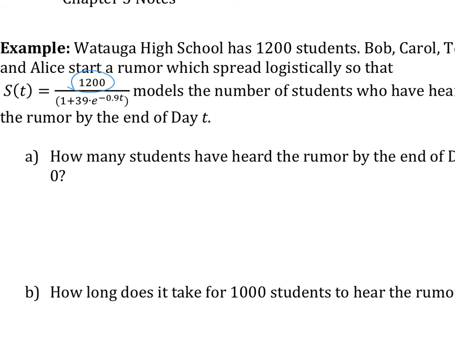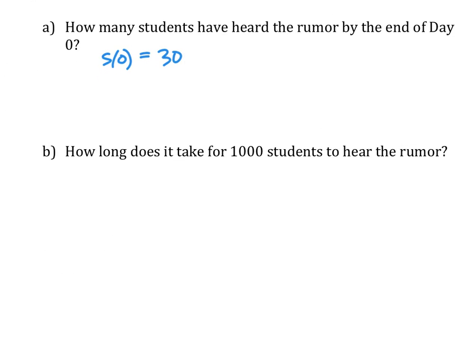Let's look at this first question. How many students have heard a rumor by the end of day 0? That is S of 0. What is S of 0? Go ahead and figure that out. Should be pretty easy. Okay, the answer is 30. So by the end of day 0, there are 30 students who heard this.